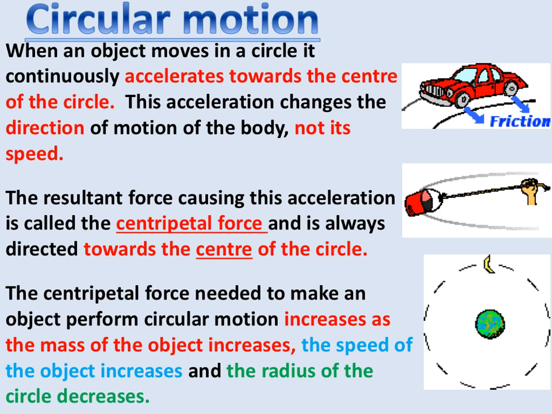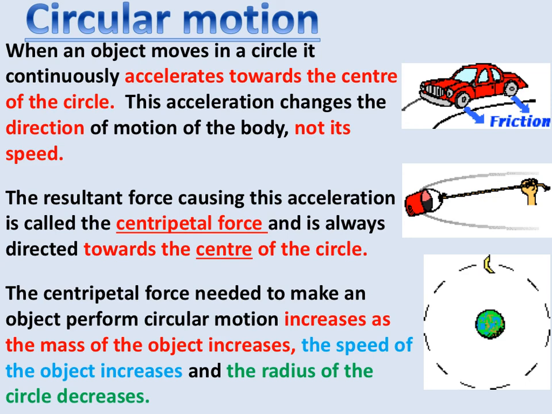We'll look at circular motion now, and you can see that circular motion applies to any object that moves in a circle, and when an object moves in a circle it continuously accelerates towards the centre of that circle. This acceleration changes the direction of the motion of the body, but not its speed. So you can have an object moving at constant speed around a circle, but because it's accelerating, its direction and velocity will be changing.